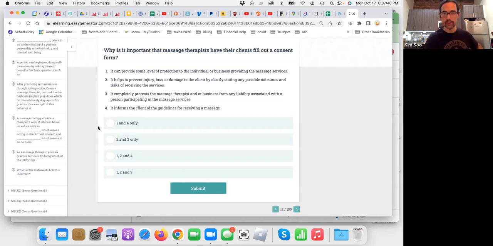Number 2, it helps to prevent injury, loss, or damage to the client by clearly stating any possible outcomes and risks of receiving the service. In my mind, that is definitely true because that's what an informed consent is for. Number 4, it informs the client of the guidelines for receiving massage. So the informed.